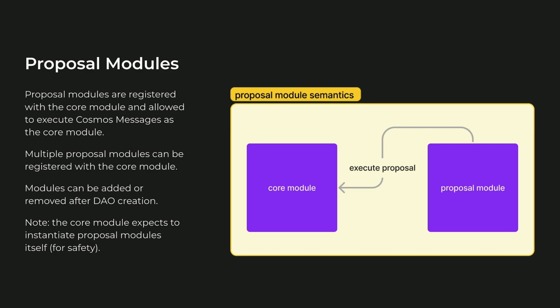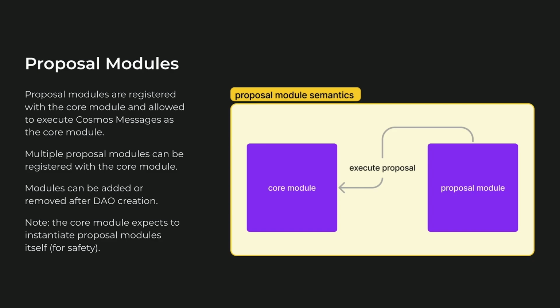Okay, proposal modules are registered with the core module, and they can execute any Cosmos message against it. That could be an Osmosis message, some Osmosis GAMM module message, right? Could also be other Cosmos messages, obviously. And the cool thing about this is you can have multiple proposal modules. You could have a bunch of different single choice proposal modules, and they could all have different settings, different thresholds for doing things. We'll show some of our examples, but you can attach many different proposal modules to this.